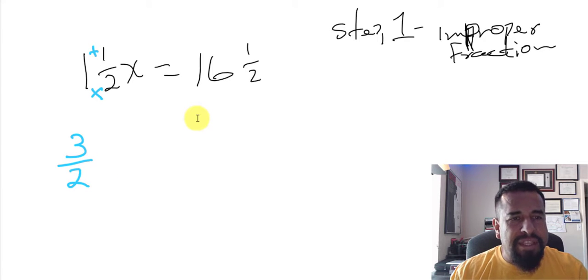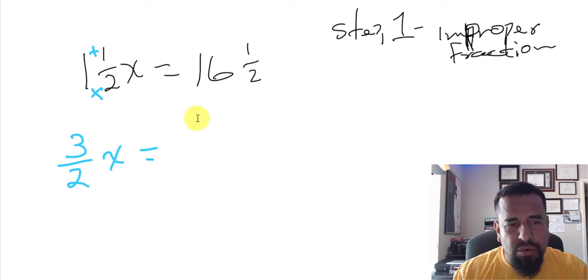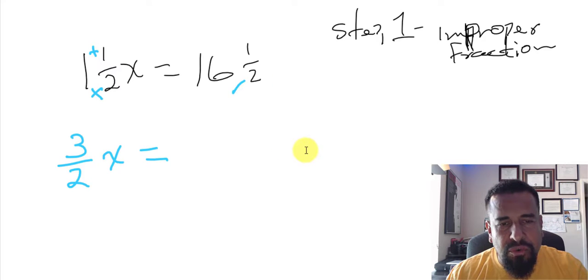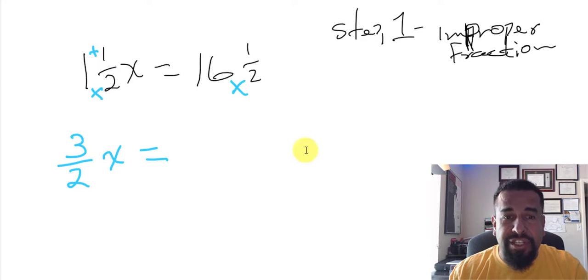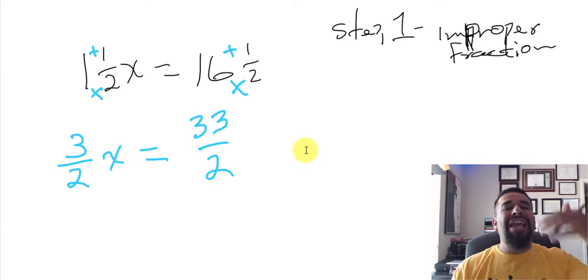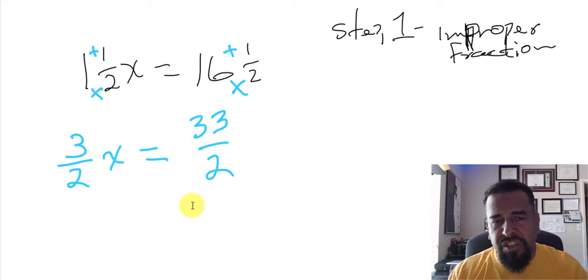Now that we did that, let's bring the x down. Hey, where's my x? Right there. Equal sign. And let's do the same right here. So 2 times 16 is 32. 32 plus 1 is 33. So we have 33 over 2. Now we can proceed and start solving.